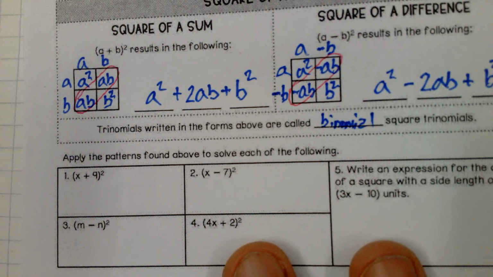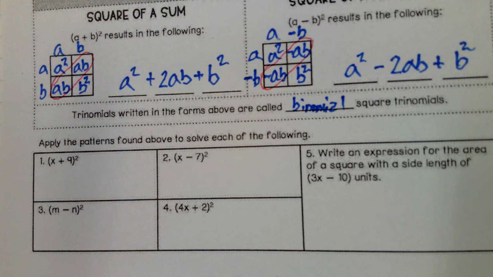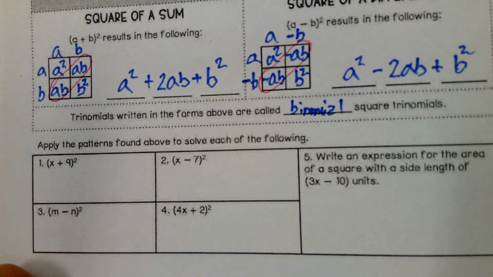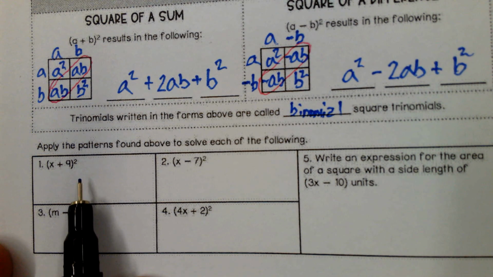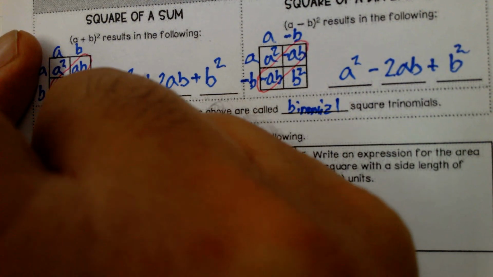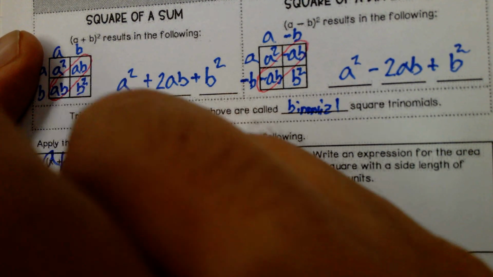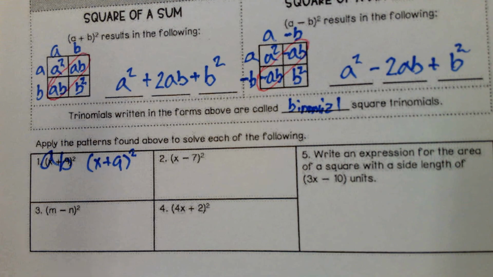So what I'd like us to do is use that pattern. If you're still not comfortable with it, you could use a box method, you could use FOIL, but let's just try to see if we can figure it out using this pattern. So we have x plus 9 squared. This is our a value, and this is our b value. A is x, b is 9.